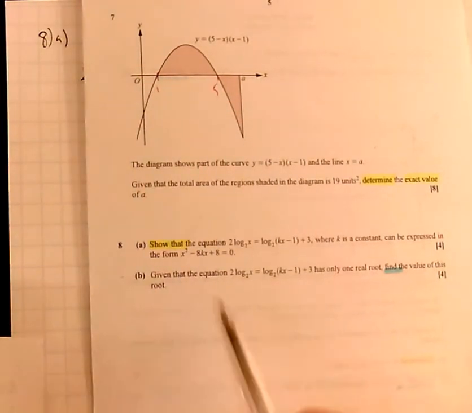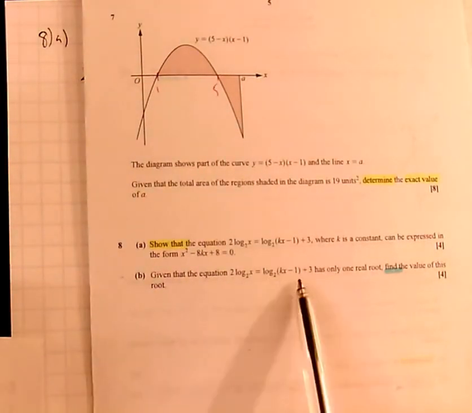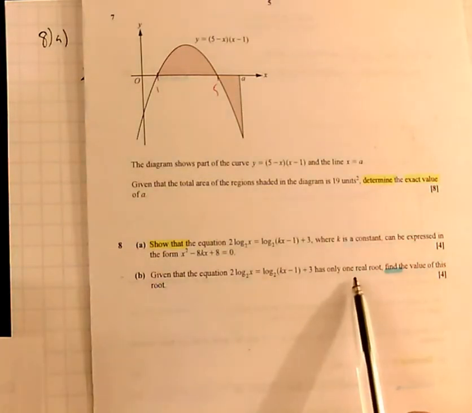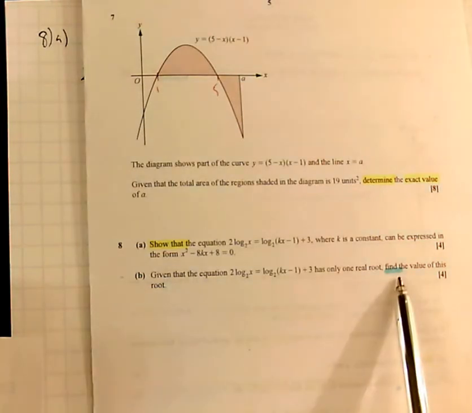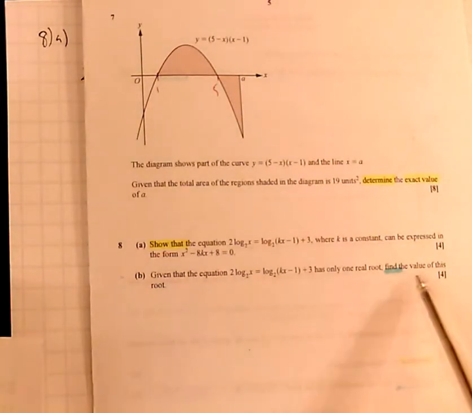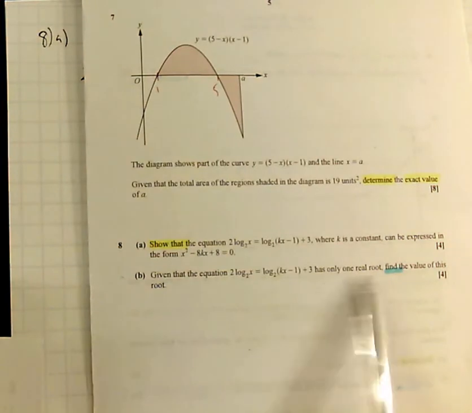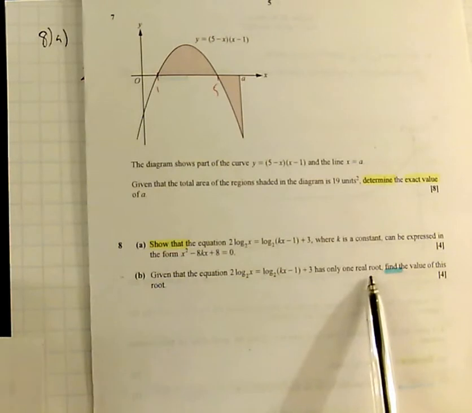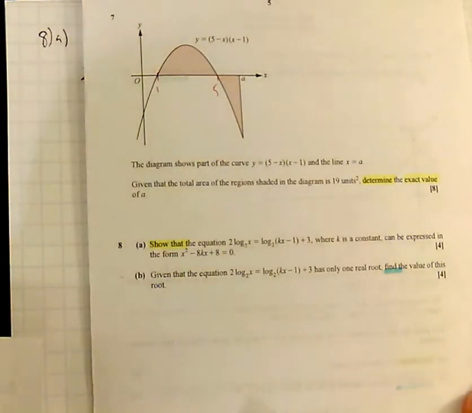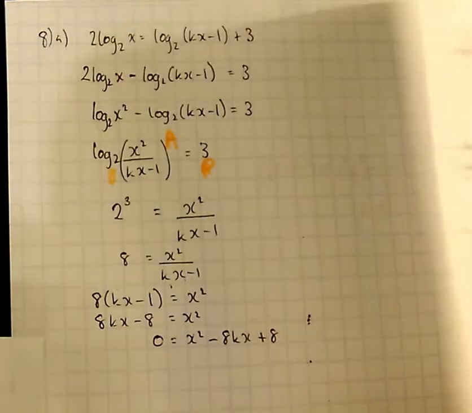Okay, let's look at part B. So given that this same equation has only one real root, find the value of the root. Okay, so we can use our calculator here because it's not a show that, it's a find. So it only has one real root. We have a quadratic, one real root. We should be thinking of the discriminant.